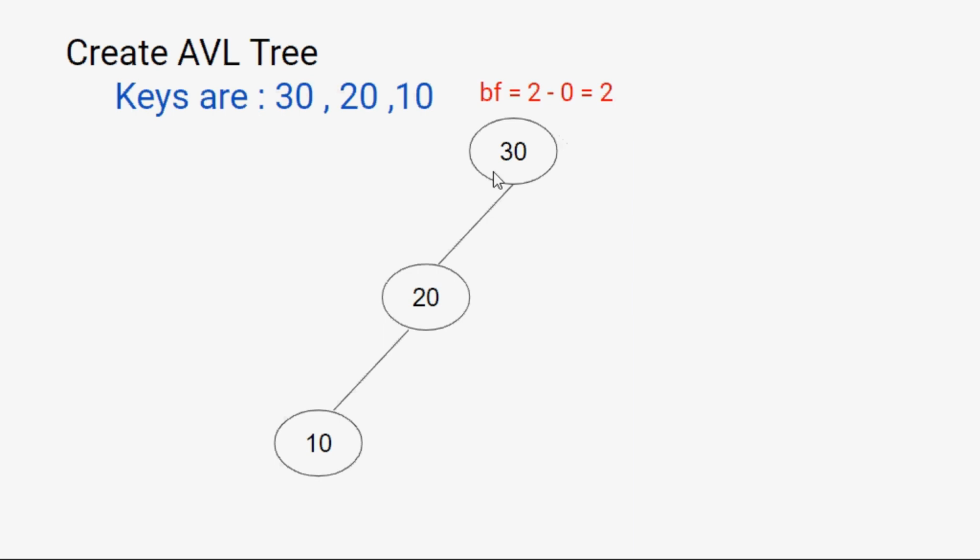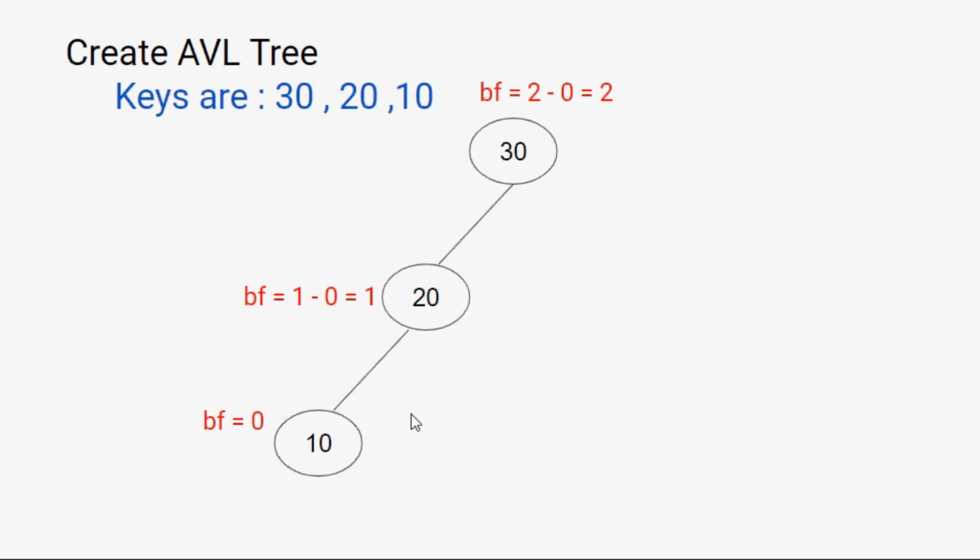Similarly, let's calculate the balance factor of 20. Now, for 20, what is the height of the left subtree? That is 1. And the height of the right subtree is again 0. So it comes out to be 1 minus 0, which gives me 1. That is perfect. And the balance factor of a leaf node is always 0. We have discussed that in the previous example also, how it comes out to be 0.